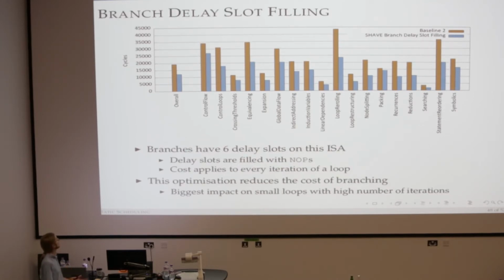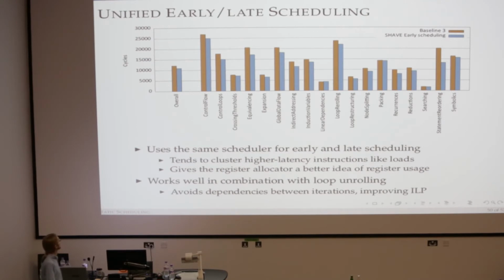The second one you want to do is to fill the delay slots. In this architecture, we have 6 delay slots, and without the optimization, we have to fill these slots with nops, so it's quite wasteful. It's especially wasteful for loops because you pay these 6 cycles for every iteration of the loop. So any reduction will give you a really nice speedup. If you fill the slots by doing some bottom-up scheduling, then you will greatly reduce the cost of branching for small loops. That's why you can see that we have quite a nice speedup here, and you can imagine these loops are quite small.